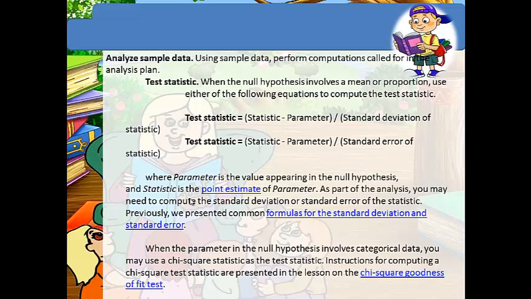And then analyze the data. Using sample data, we need to perform computations called for in the analysis plan. The test statistic is needed when the null hypothesis involves a mean or proportion. Use either of the following equations to compute the test statistic. So for example, if the question involves a mean or proportion, these are the test statistics needed. Statistic minus parameter divided by the standard deviation of the statistic, or statistic minus parameter divided by the standard error of the statistic.